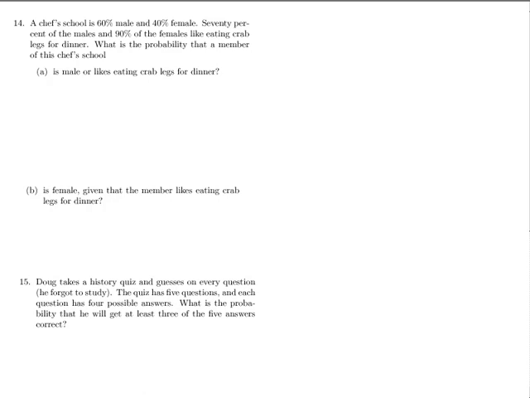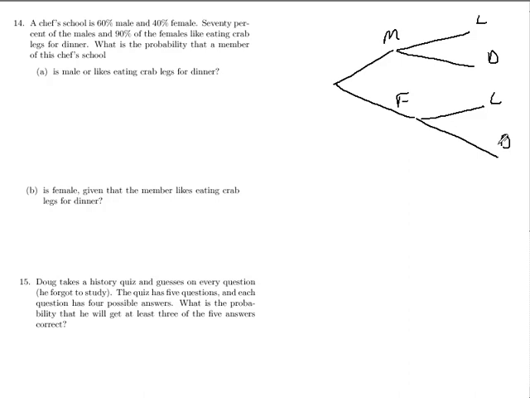So step 1, draw the tree. So 60% male, 40% female. 70% of the males like eating crab legs, so it's a 0.7 there, 0.3 there. 90% of the females like eating crab legs. Because of the conditional part, it says 70% of the males like crab legs. That's why I know the crab legs part, like and dislike, are at the second tier of the tree.